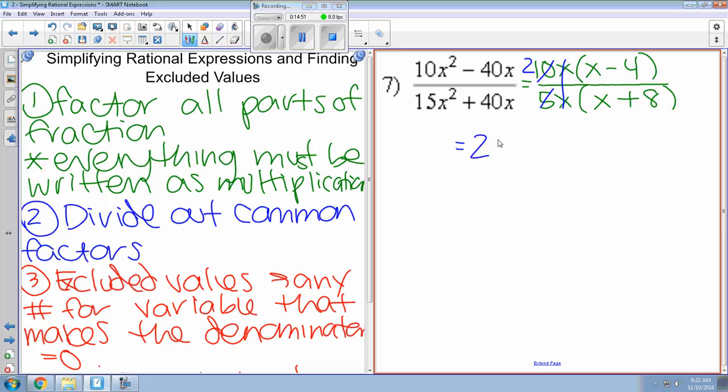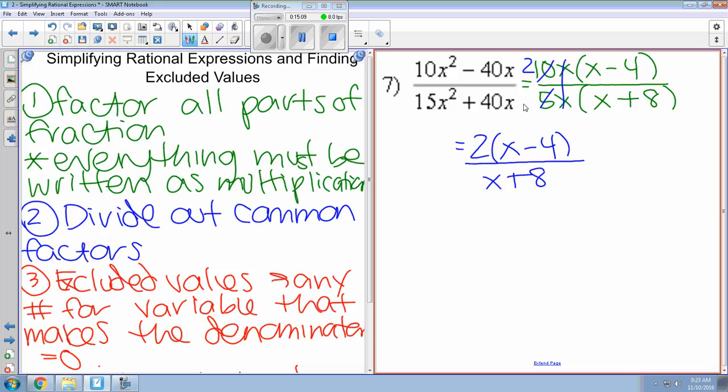So your final factored answer is going to be 2 times x minus 4 over x plus 8. You can distribute that 2 through or not based on what we're going to do in the future. I would just leave it alone for now. Sometimes it'll be helpful, sometimes it won't. And I'm a fan of work smarter, not harder.